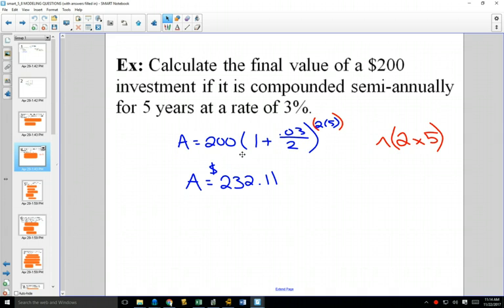So if you're not getting these numbers, it's sometimes a problem with how you put it into your calculator. So not only do we need to know how to put our numbers into the formula correctly, we also need to know how our calculator operates so that we can get our calculator to give us the answer that we want.